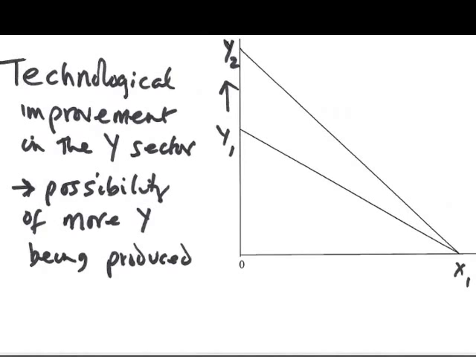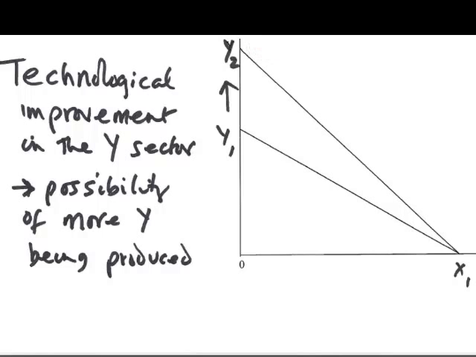The second important idea to consider is technological improvement and how technological improvement in one sector would cause the production possibilities frontier to move outward as well. But if the technological improvement is in one industry, we can then produce more of the good that that industry will produce. So if industry Y is the one with the technological improvement, then we expect to be able to produce more of good Y.